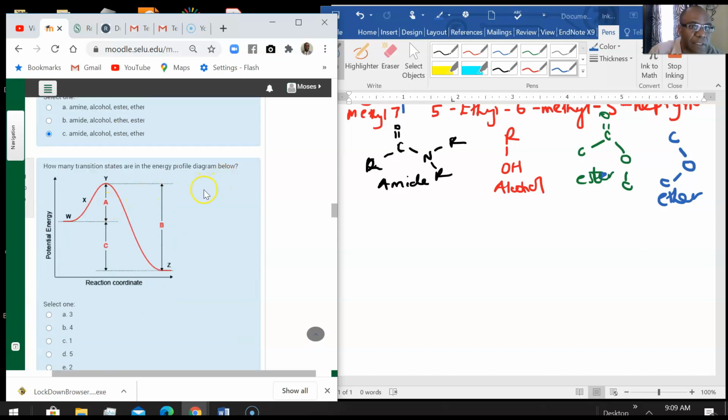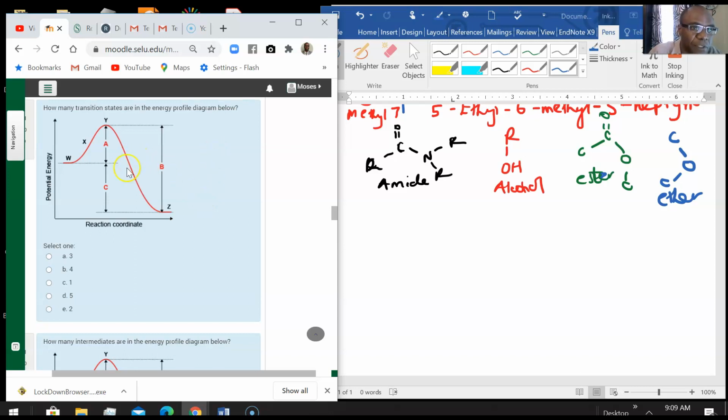How many transition states are in the profile diagram? The transition state is the highest point. So we only have one transition state in this energy diagram. Here is the product, activation energy, heat of reaction, and then we have the product right there. So the transition state is the highest point, the highest point of the mountain or the hill. So we only have one.